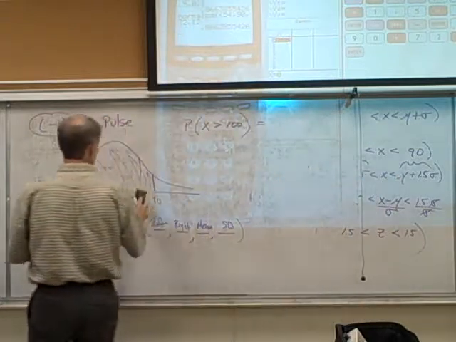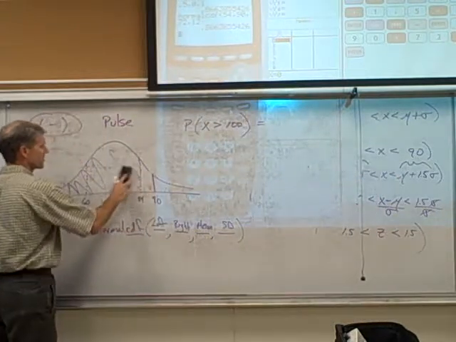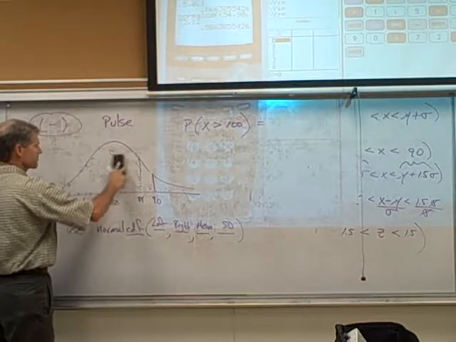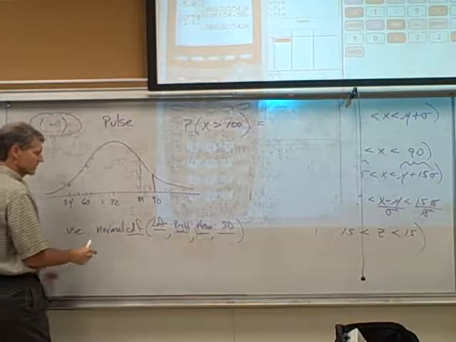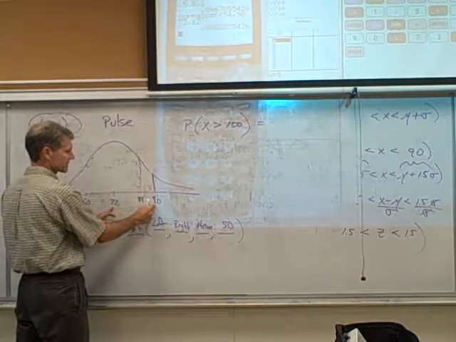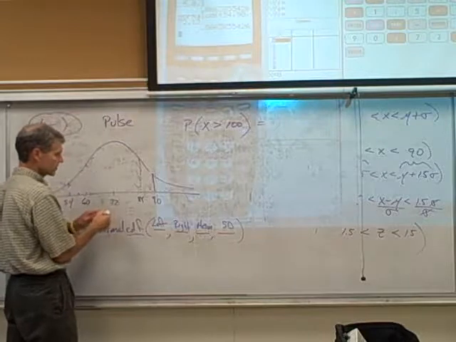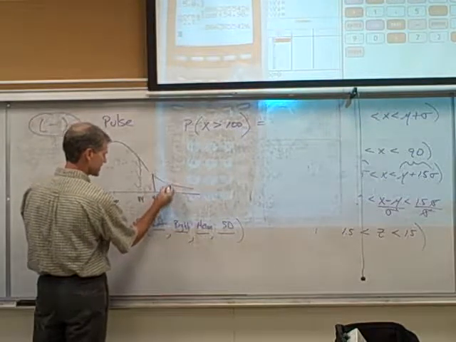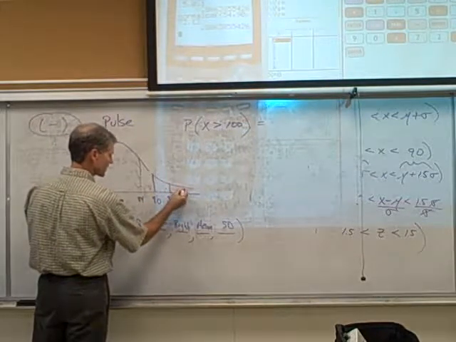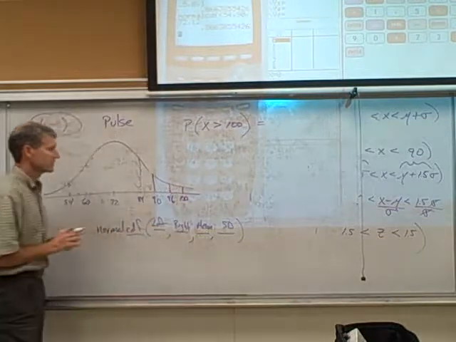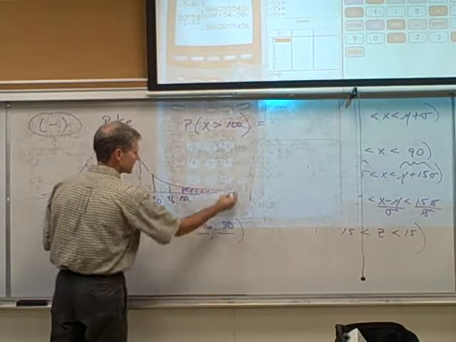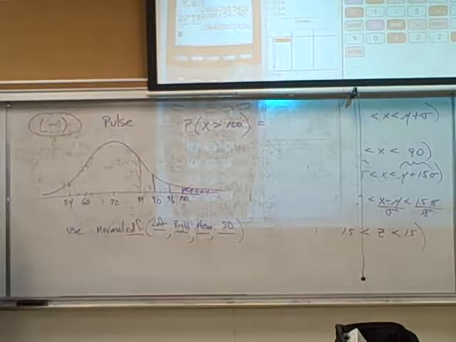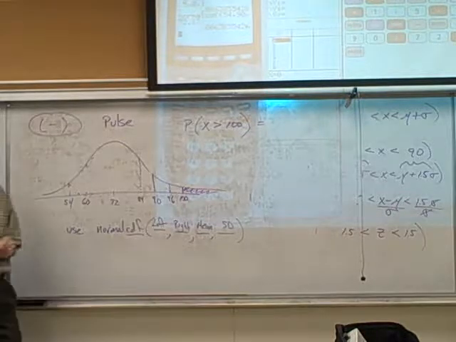I want you to get a ballpark estimate and think, well, it's got to be a really small probability, because that's a high pulse for a resting pulse. And where is 100? Well, if this is 72 and this is 90, 2 standard deviations we said was at 96. So that's about there. So 100 is clear out there. So what's the ballpark estimate there? Pretty near nothing. Yeah, I like that.